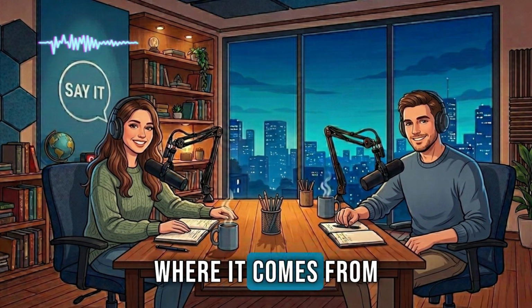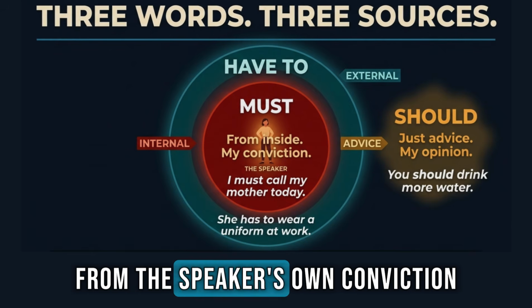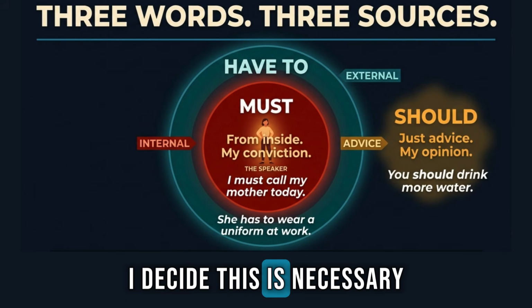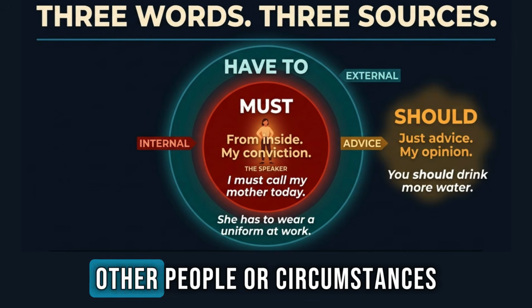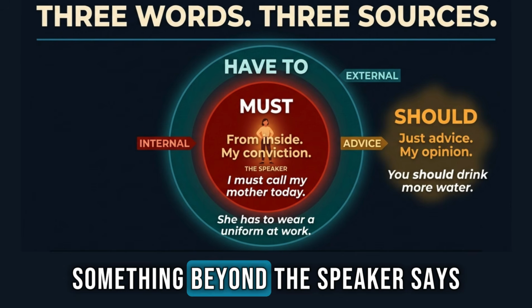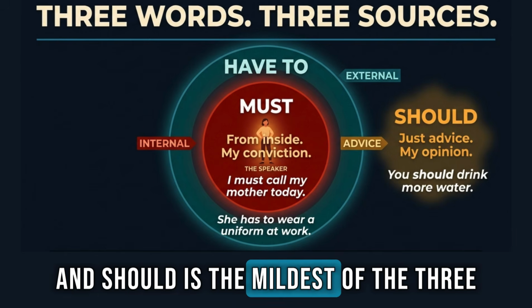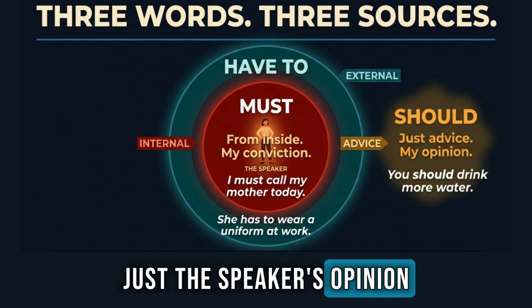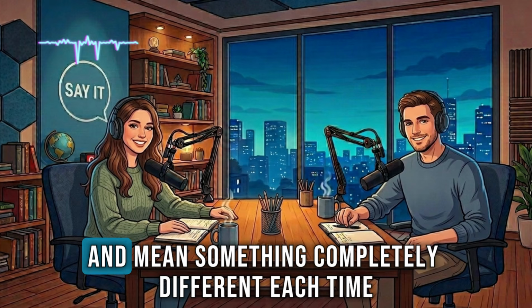What do you mean where it comes from? Think about it this way. Must comes from inside, from the speaker's own conviction, judgment, or authority. I decide this is necessary. Have to comes from outside, from rules, laws, other people, or circumstances. Something beyond the speaker says this is necessary. And should is the mildest of the 3. Not a rule, not a requirement, just the speaker's opinion. It would be a good idea. So the same situation can use all 3 and mean something completely different each time.